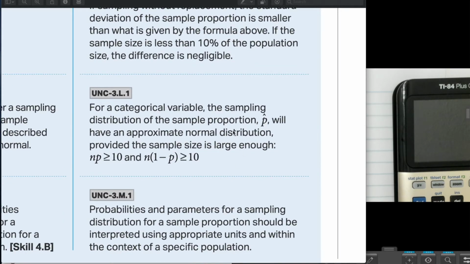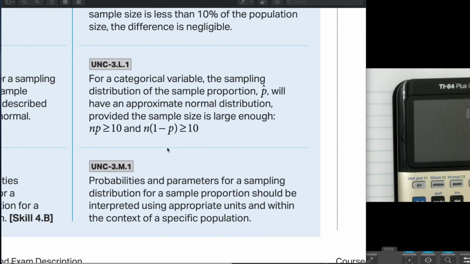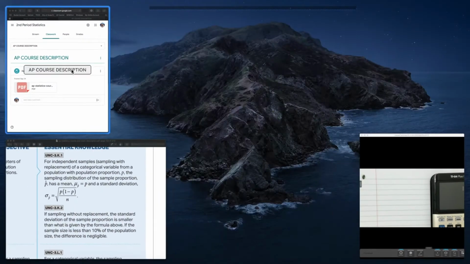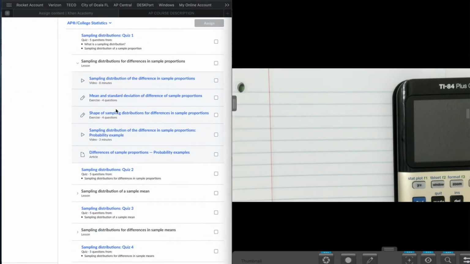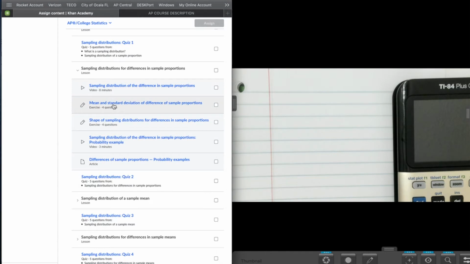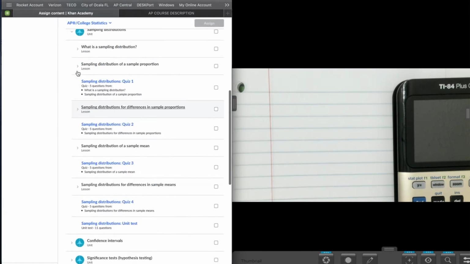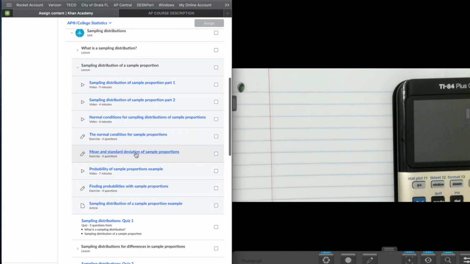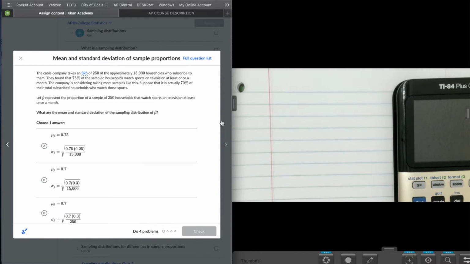The other thing to know is that we do want this to be approximately normal, and you can ensure that by having this hold true, which we talked about yesterday. All right, so that being said, I think we're ready to dive into some Khan Academy. We'll look at the mean and standard deviations of sample proportions. I'll make this a little bit bigger for now.